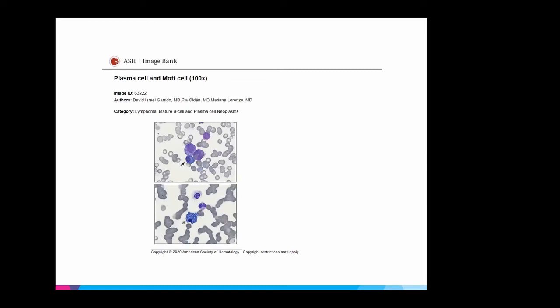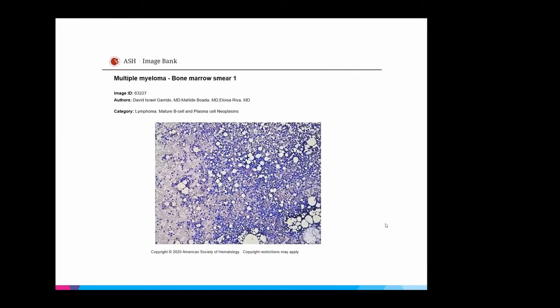This is a picture of a peripheral blood smear with a plasma cell in the top box, and in the bottom box, a Mott cell, which has a conglomeration of immunoglobulin in the cytoplasm. The top slide shows you the characteristics of a plasma cell with an eccentric nucleus and a perinuclear clear zone. Pretty typical for plasma cells.